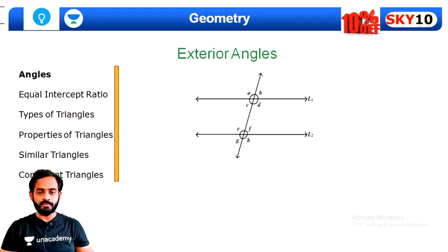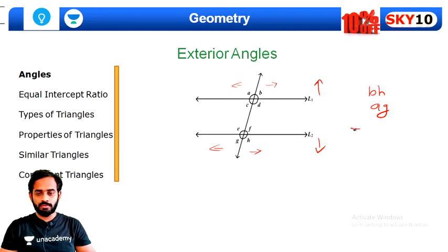Okay. Now exterior angles. Let's talk about exterior angles, which are contained outside both the parallel lines and are towards the same side of this transverse line. Now, can you quickly tell me what the exterior angles are? They will be B and H, similarly A and G. These are alternate exterior angles only.